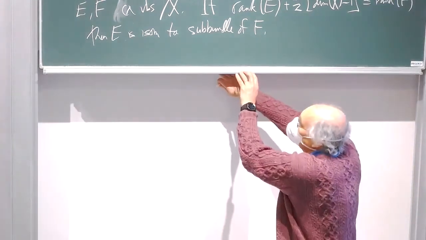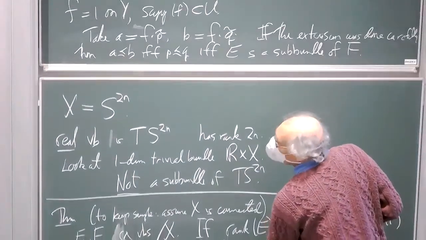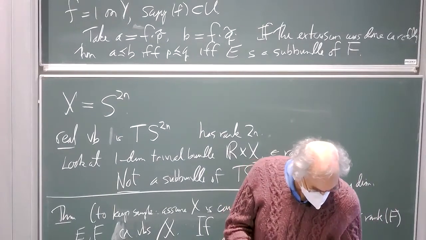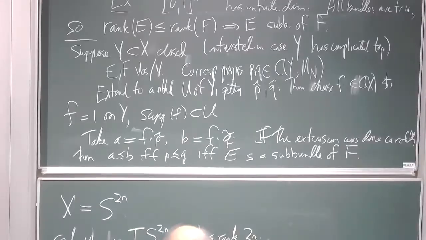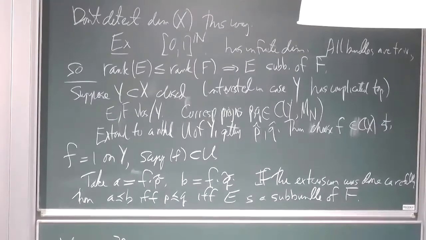Let's see. The last thing I wrote on was there, and so that's what I want to leave. Okay. So now I want to find a size on a not necessarily commutative C-star algebra, which corresponds to the rank of the bundle. And I'm going to use traces.